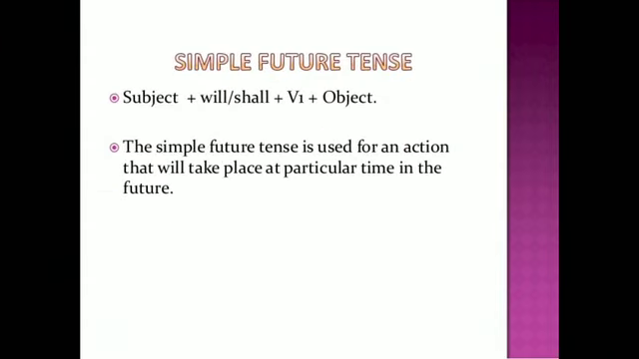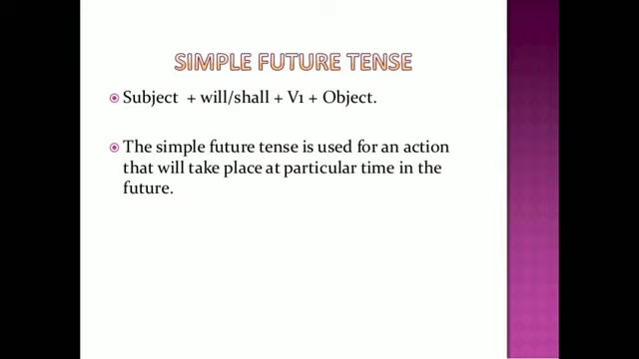Now we will talk about simple future tense, or you could call it the future tense. The future indefinite, also called simple future indefinite tense, is formed by putting shall or will with the first form of the verb. So we follow this order: subject plus will/shall plus first form of the verb, then object.